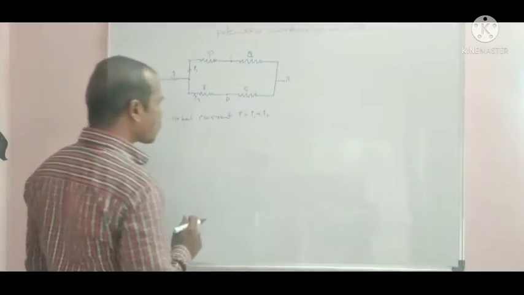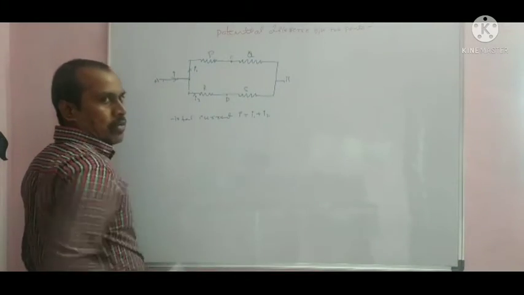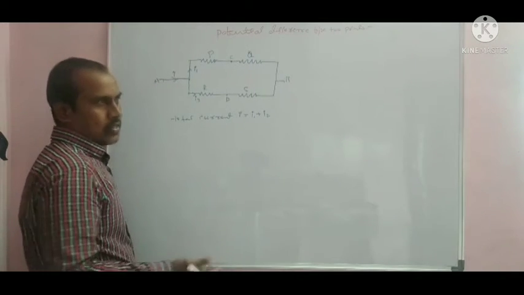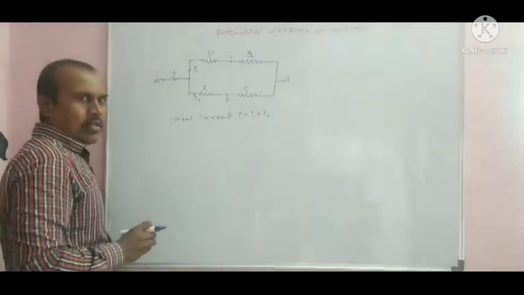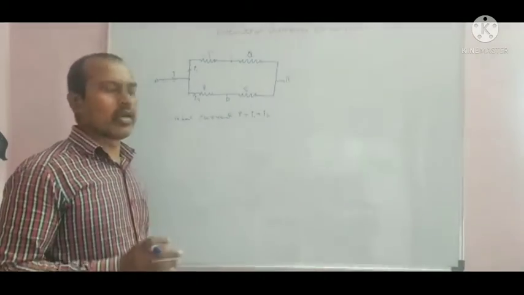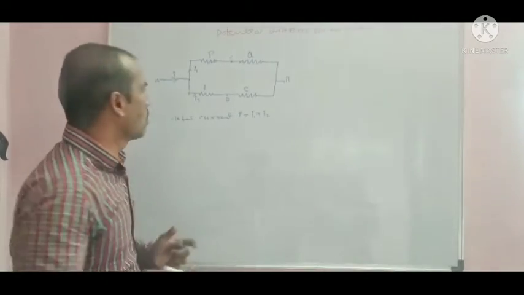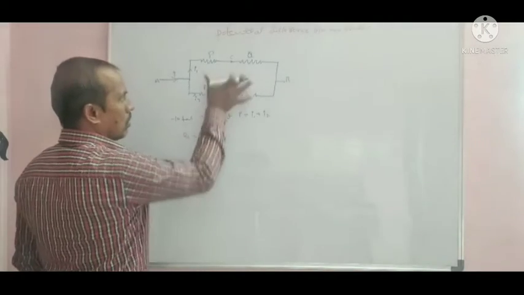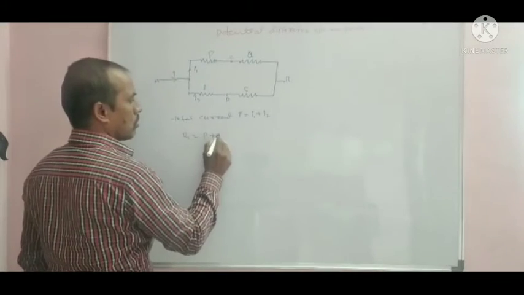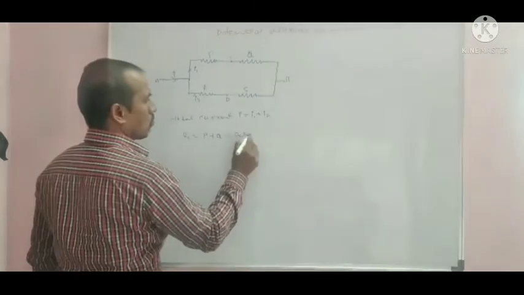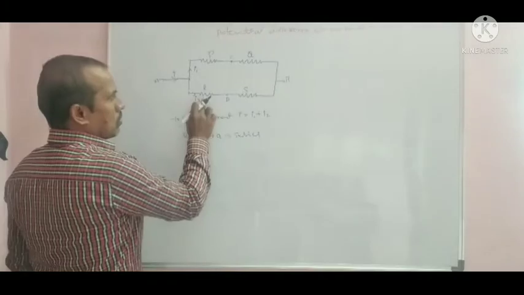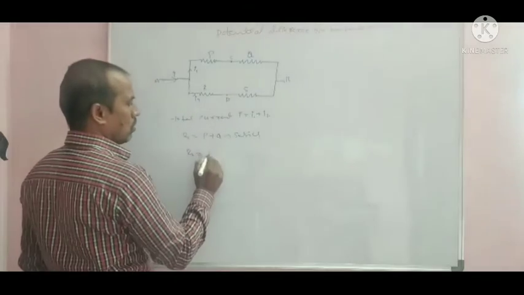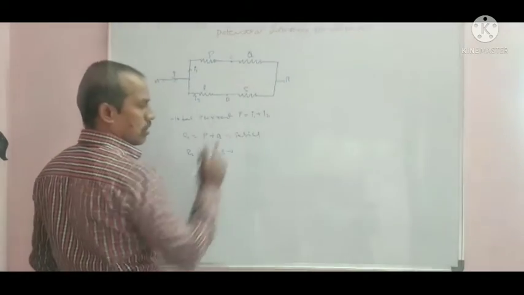First of all, P and Q are in series combination, and R and S are in series combination. In a series combination, the effective resistance is equal to the sum of the individual resistances. For example, R1 is equal to P plus Q. Also for R and S, the effective resistance, for example R2, is equal to R plus S. These are in series combination.